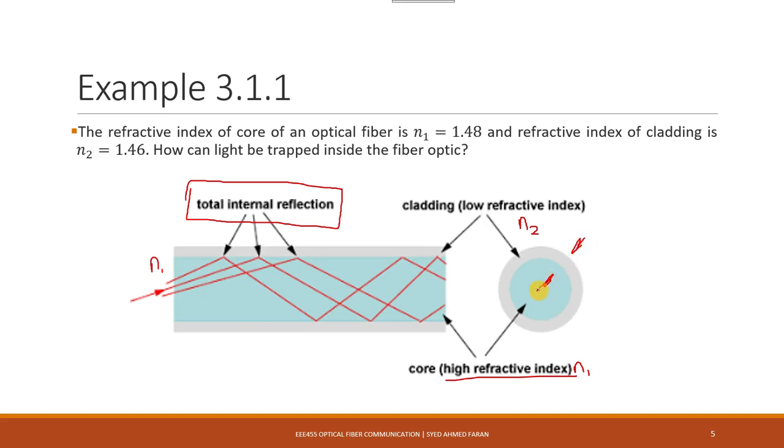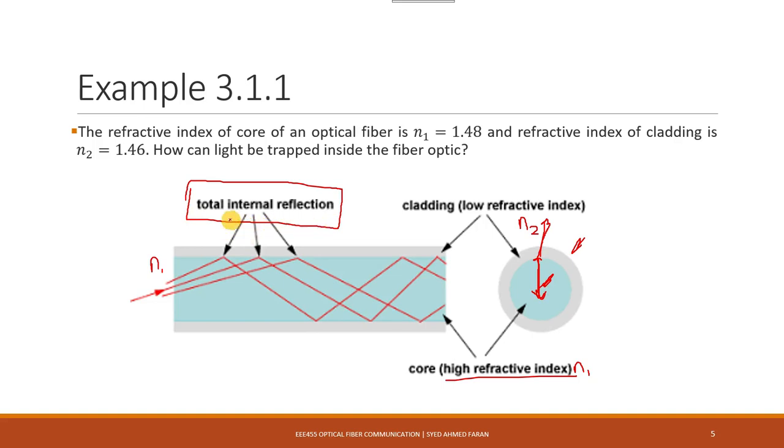So when light travels from a denser medium to a lighter medium, it can refract out of this medium into N2, and it can also reflect back into this medium again in N1 if it is observing total internal reflection.